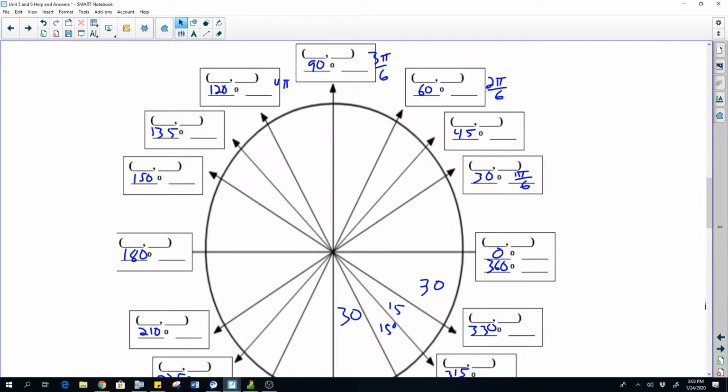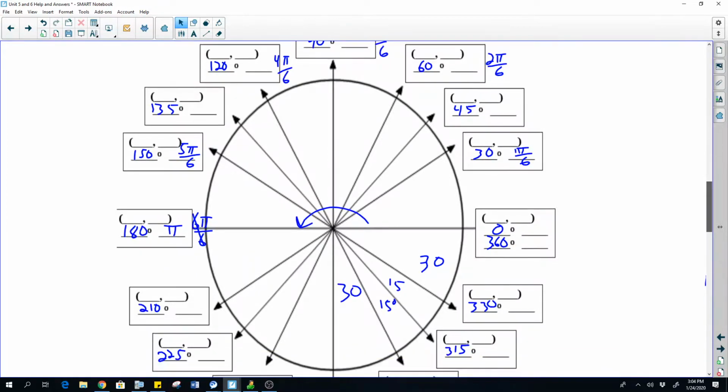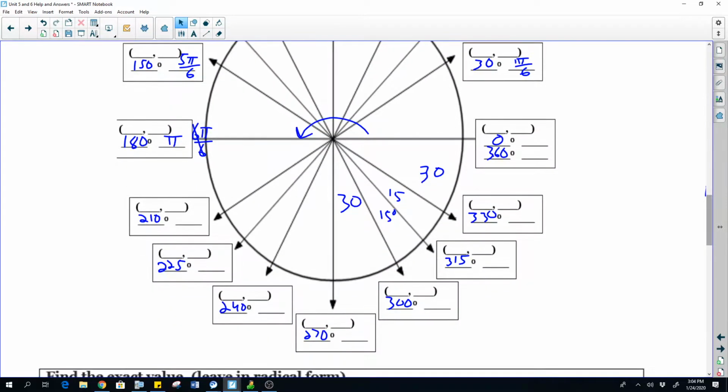This one's 4 pi, so we're counting by pi's over 6. This one we can actually write in finally: 4 pi over 6, 5 pi over 6. This one's 6 pi over 6, and think about it, the 6's cancel to reduce to pi, which is half a circle, which is 180 degrees. Pi, or 180. Excellent. So keep counting by pi's over 6.